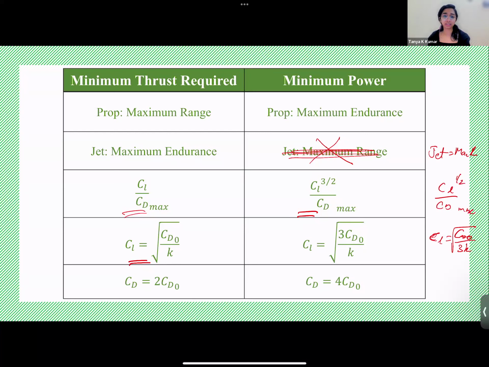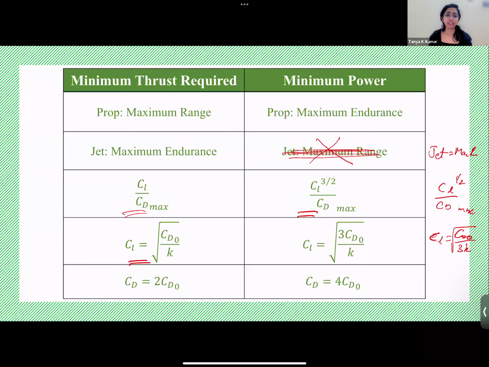Okay. So these are the conditions that we will be using throughout the series. Mostly it will be propeller driven aircraft. If it's not explicitly mentioned whether it's propeller or jet, you can assume that it's propeller driven aircraft, even in the questions or even in the lectures. When it's just said maximum range or maximum endurance, you relate it to the propeller driven aircraft. Okay, so remember these conditions.